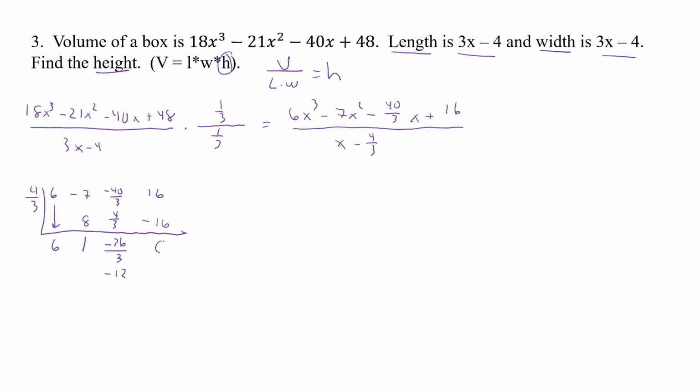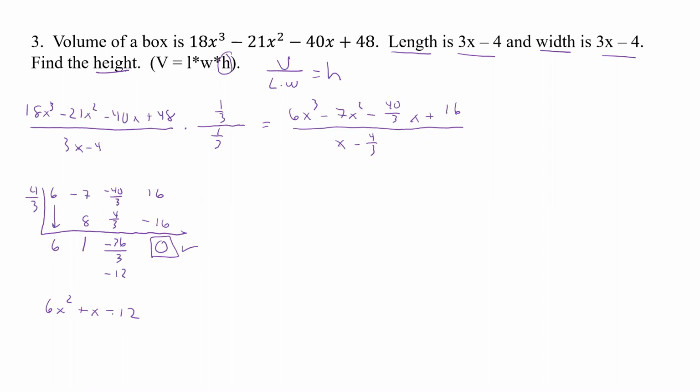16 minus 16 is 0. We have our remainder of 0 that we wanted, and so this is going to be 6x squared plus x, and then we just have minus 12 because we had reduced that to negative 12.